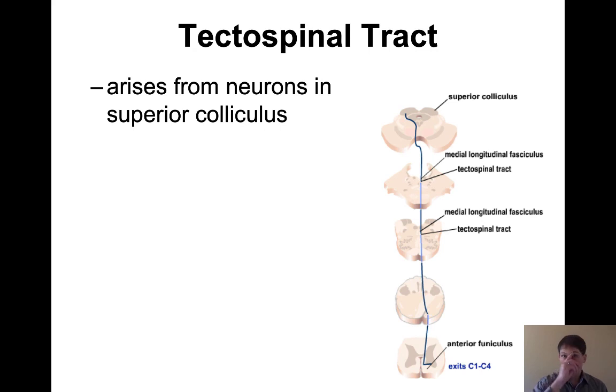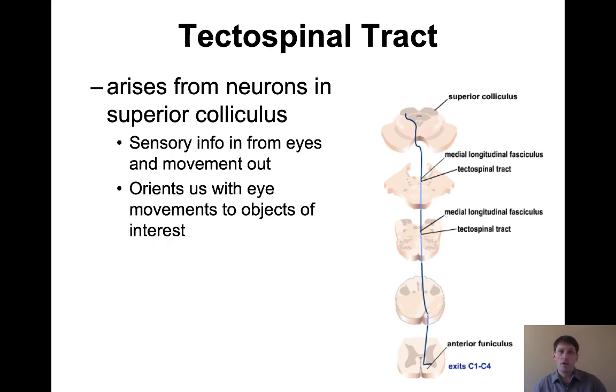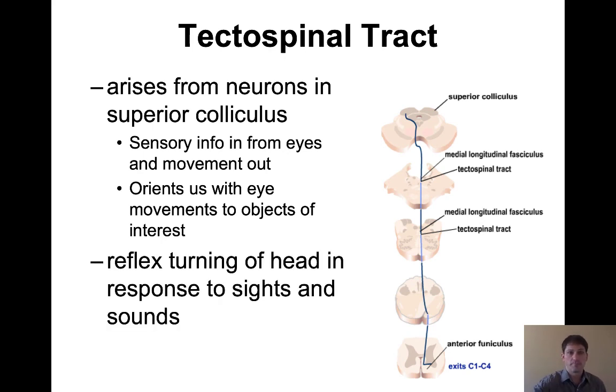First one we'll look at is our tectospinal tract, and this is coming out of our superior colliculus. Together, there's two of these. They are referred to as the superior colliculi. You'll learn about these in the lab when you do your brain dissections. They're responsible for receiving sensory information from our eyes and sending out movement. So it helps us orient our eye movements to objects that we're interested in.